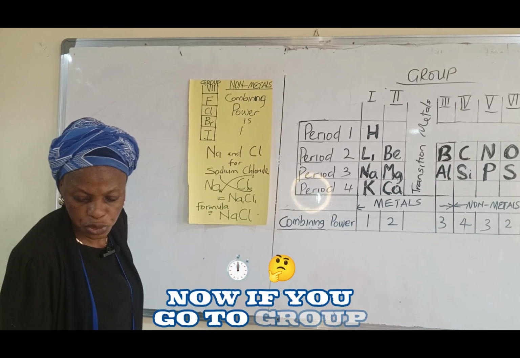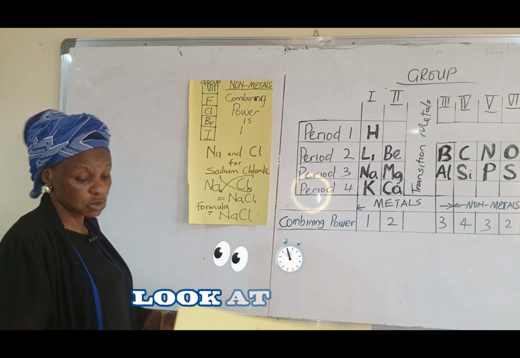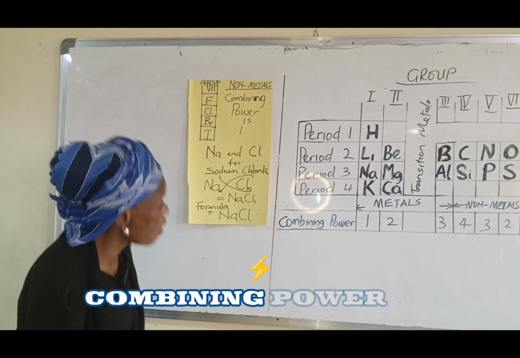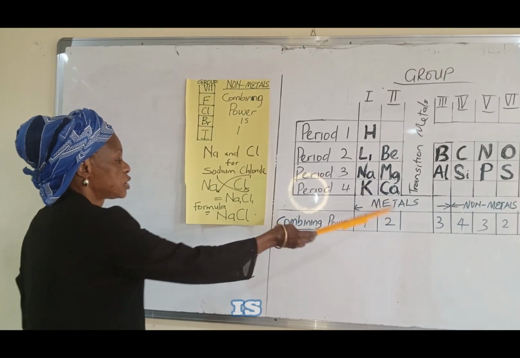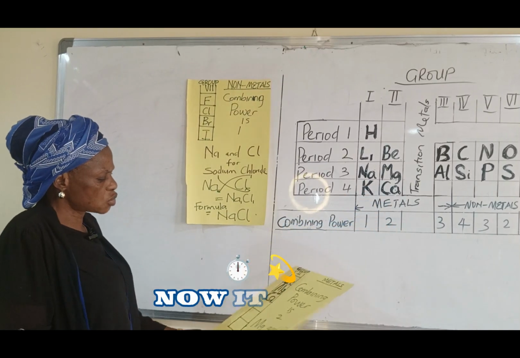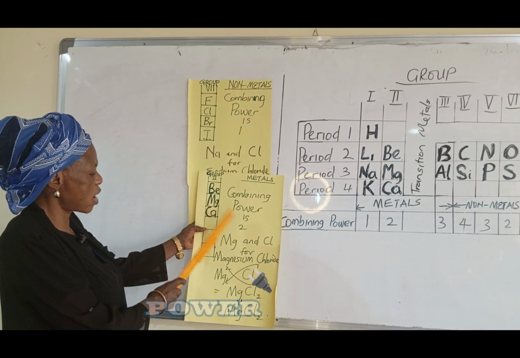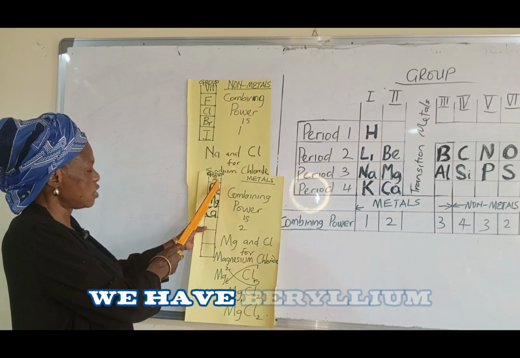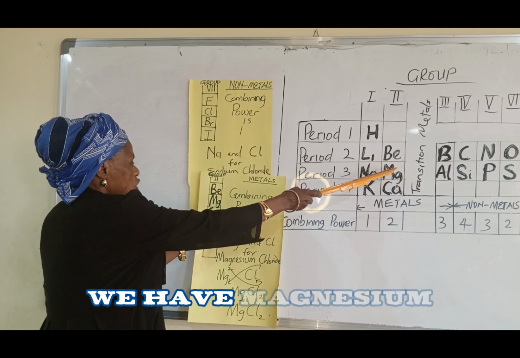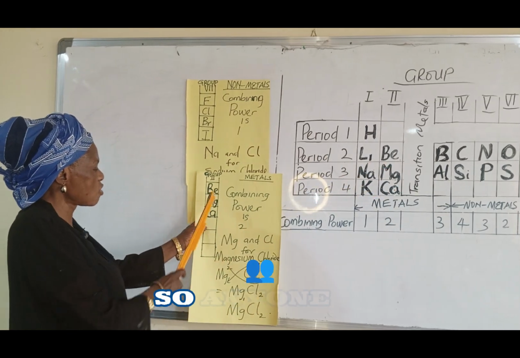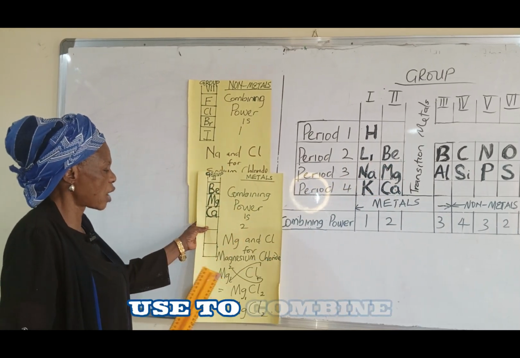Now if you go to group 2, look at group 2 now. The combining power of a group 2 element is 2. Now it wants to combine with a group 7 element. Look at magnesium now. The combining power is 2. We have beryllium in group 2. We have magnesium. We have calcium. So any one of them has 2, which they will use to combine.